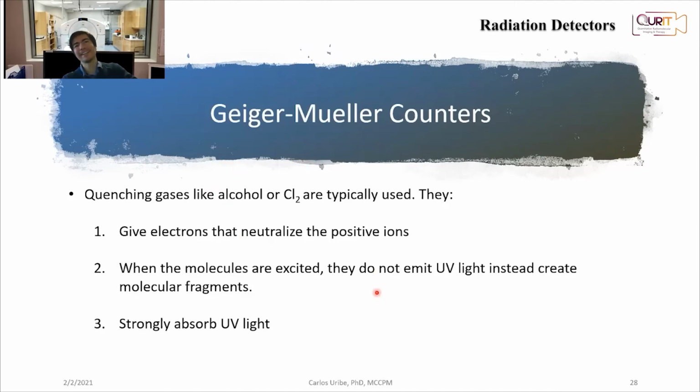Typically, when organic gases are used, for example alcohol, they fragment into molecular fragments, and those molecules are not going to become what they were before. So as time goes by, you are going to start losing your quenching gas. After a while, it needs to be replaced. But when chlorine is used, these molecular fragments actually recombine into chlorine molecules. So these detectors will last much longer. After they disintegrate, those molecular fragments can come back together.